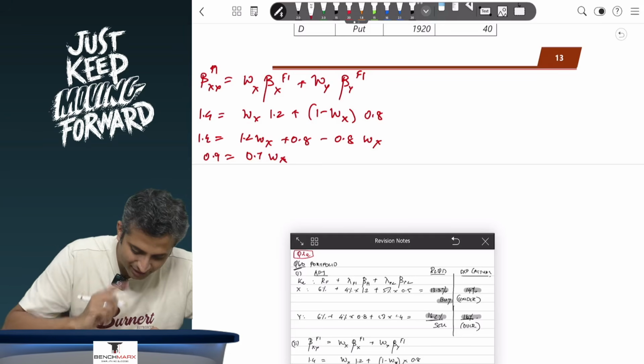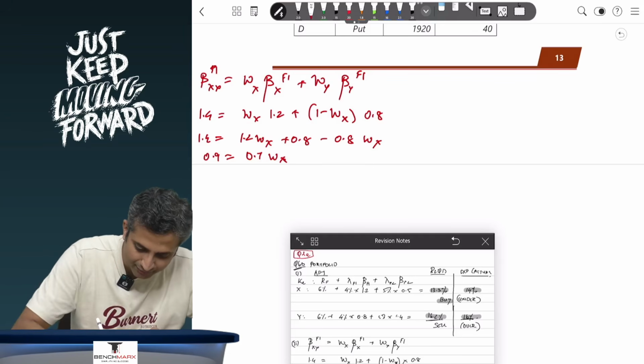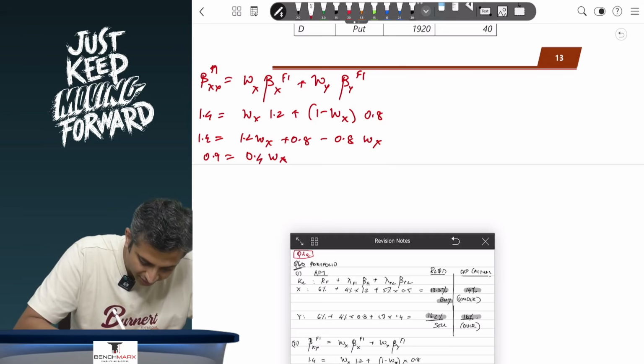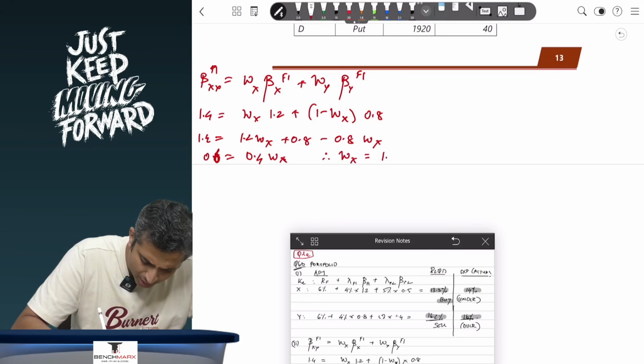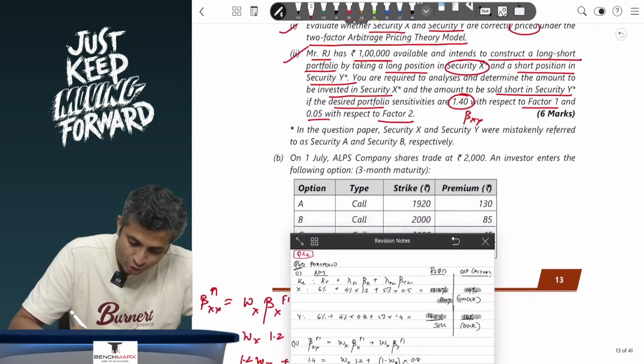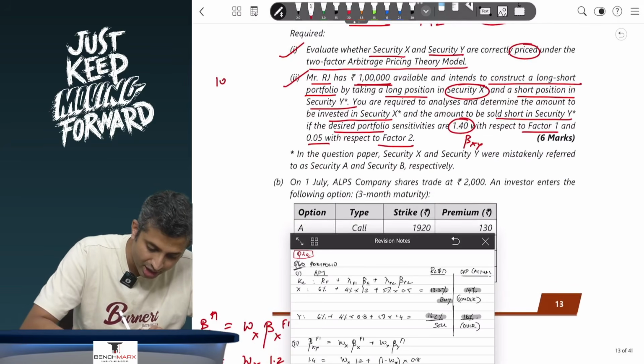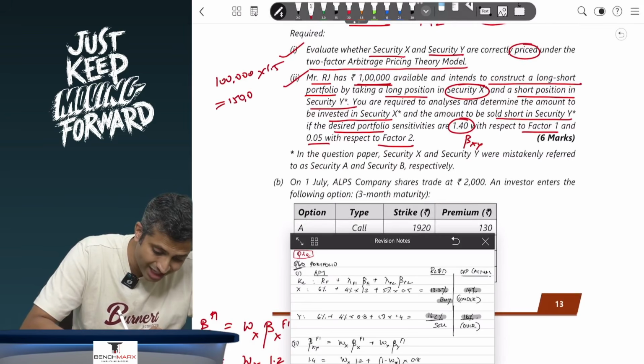So let us say over here, this is 0.4. And if I take 0.8 on the other side, this will be 0.6. And hence your weight of X will be equal to 1.5 and the weight of Y will be equal to negative 0.5. So if I have 1 lakh rupees to invest, I can say 1 lakh into 1.5, that is 1,50,000 will go in X, and 1 lakh into negative 0.5, that is negative 50,000 will go in Y, and that's about it.